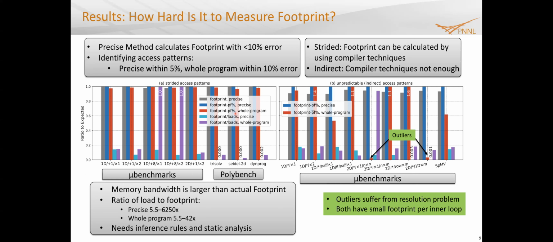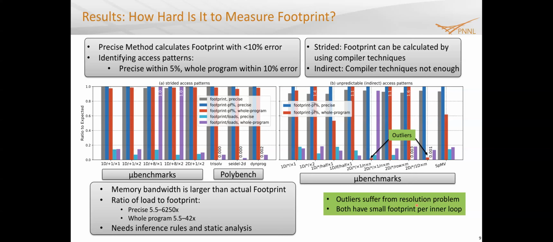By looking at the red bars, you can see that we are able to calculate the percentage of the prefetchable footprint within 5% error for the whole program method, and within an acceptable error for the indirect access patterns. We have 2 outliers. We have these outliers because they are suffering from the resolution problem. They both have small footprint per inner loop.